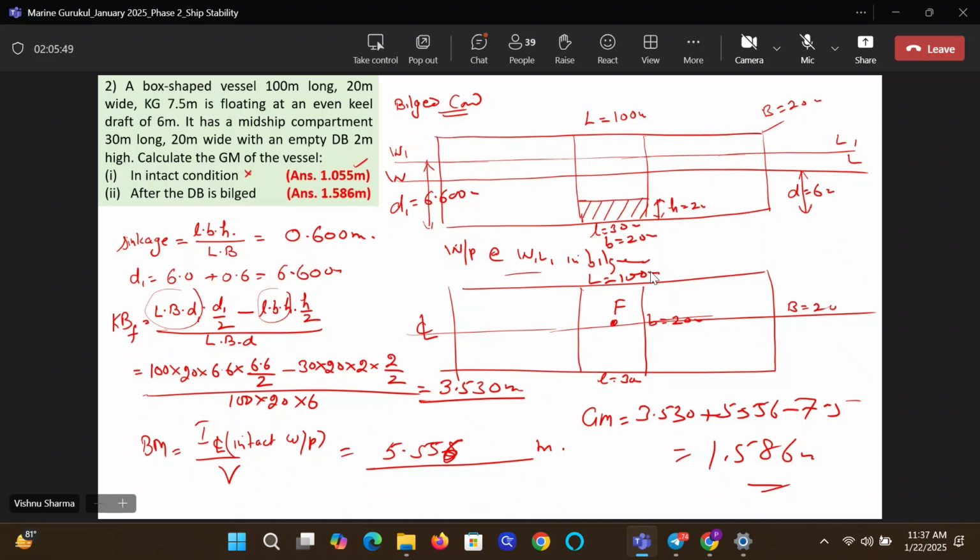Guys, what do you see in this question? In the previous question, the GM had reduced from the intact condition. In this case, the GM has increased. Intact condition GM was 1.055 meters, and now the GM has increased. That's why, when I was introducing the bilging, I said it will affect the stability. I did not commit myself to saying whether the stability will be increased or decreased. I said it will alter the stability, right?